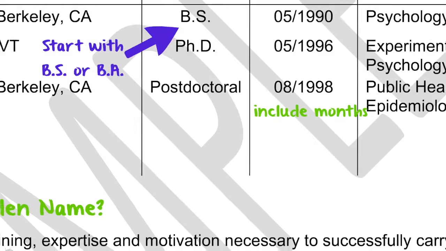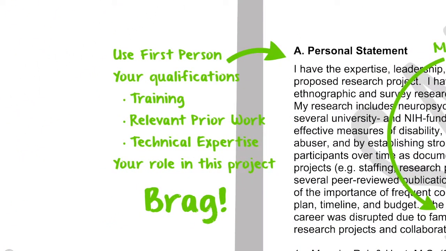The personal statement is a first-person narrative, up to half a page long. Here's where you describe your qualifications. Remember, this is the only place reviewers learn about you, so don't be modest. No one else will be. Link your qualifications to your role in this particular project. Forgetting to describe your project role is a very common mistake.